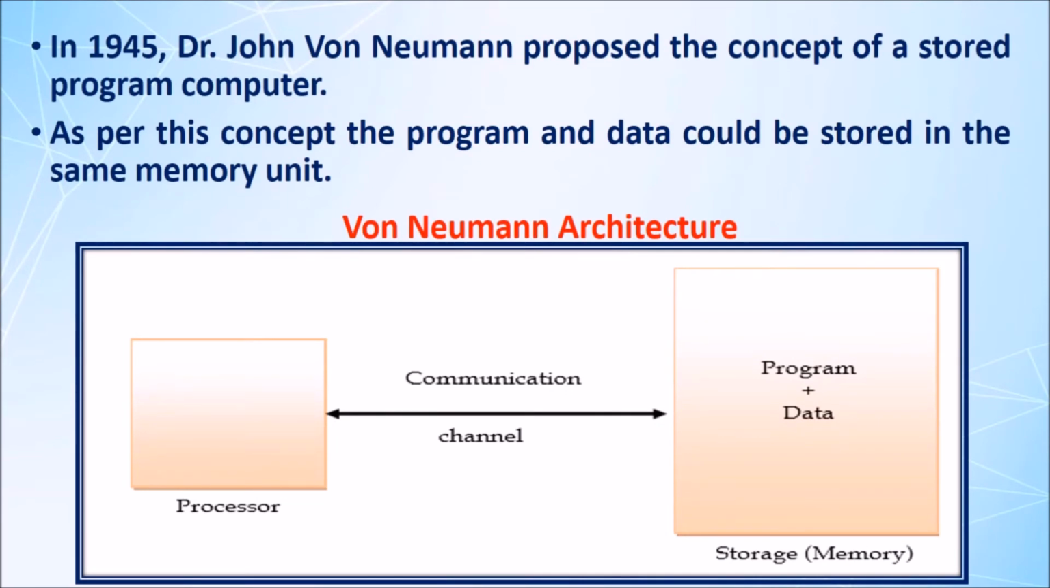Next, in 1945, Dr. John von Neumann proposed the concept of a stored program computer. As per this concept, the program and data could be stored in the same memory unit. So here you can see the von Neumann architecture. This is the processor, the communication channel is here, and this is the program and data. So this is the storage memory. You can store it, and you can communicate and process your data also.